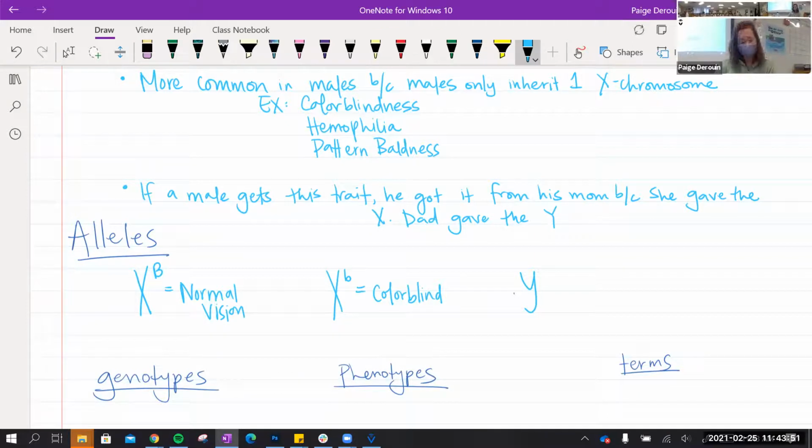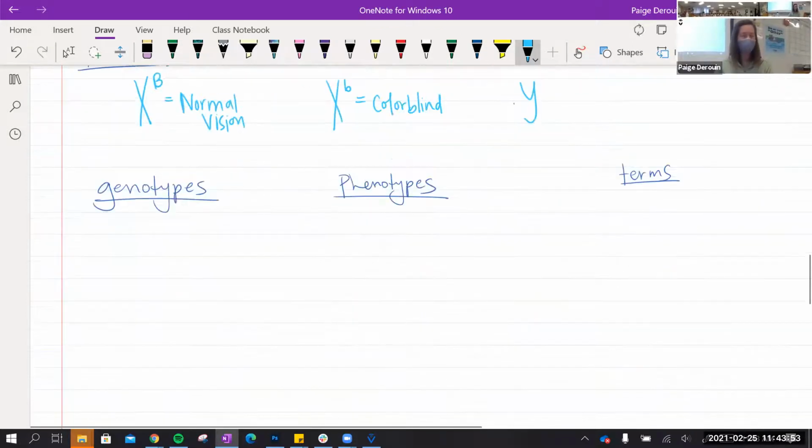Alrighty, so now for this one, we also have multiple genotypes and phenotypes because there are different combinations depending on the gender. So first one, you can be X capital B, X capital B. If you're X capital B, what will be your gender? Female. And what will be your vision? Normal. So this is a normal female. Okay, we'll do the terms after.